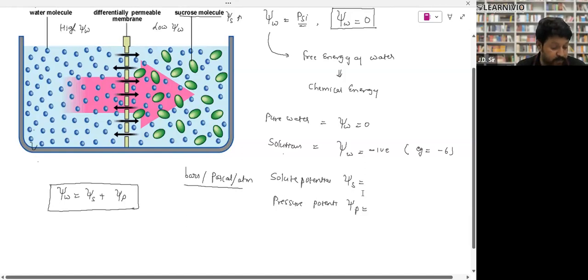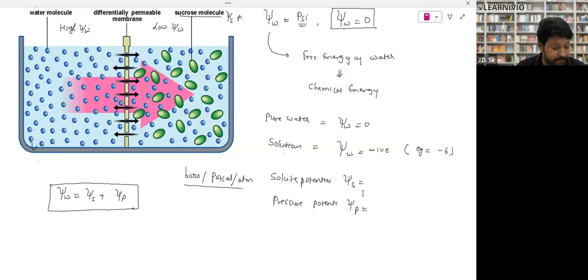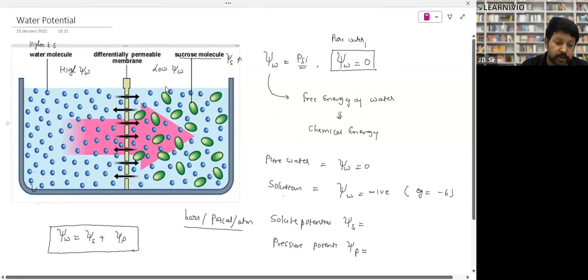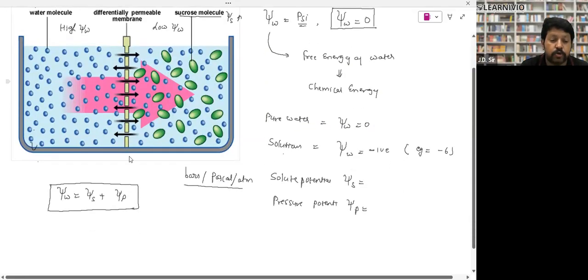So solute potential is the amount of the free energy of water that decreases, right? Now, what is the pressure potential? It is the pressure which develops in an osmotic system due to osmotic entry or exit of water. When the water molecules enter, the pressure will develop at the B side. That will be called pressure potential. Got it? So the formula is psi W equals psi S plus psi P. Clear, Martin?